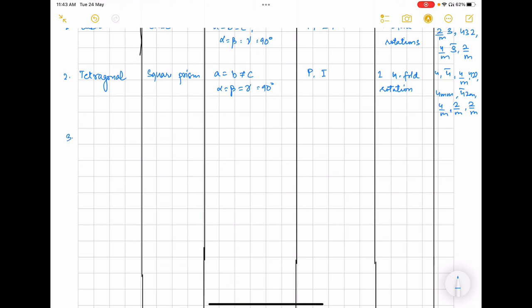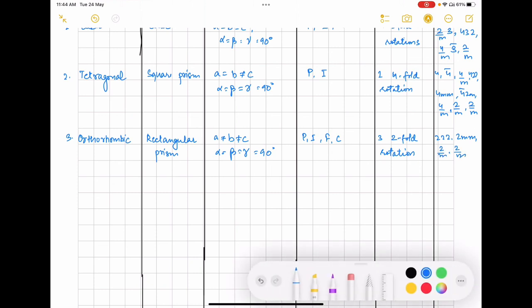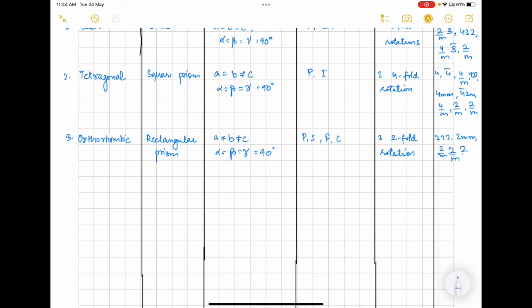The third was orthorhombic. The unit cell being a rectangular prism, hence the lattice parameters are A not equal to B not equal to C but angles all being 90. In this case all the four kinds of Bravais lattices exist, that is primitive, body centered, face centered and end centered, and the characteristic symmetry being three 2-fold rotation axes. The point group symmetries are 222, 2mm, 2/m 2/m 2/m.